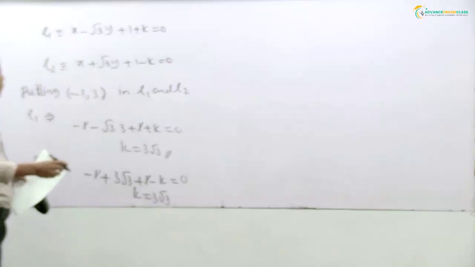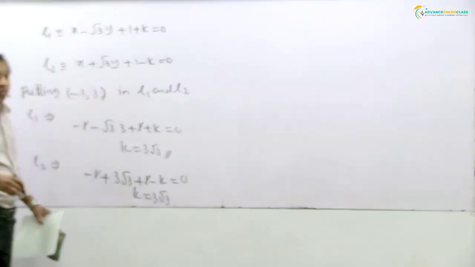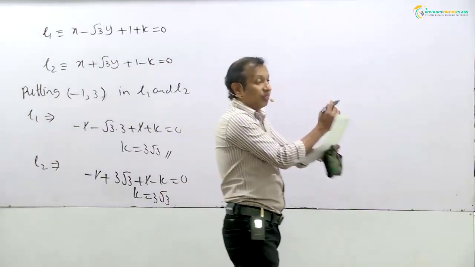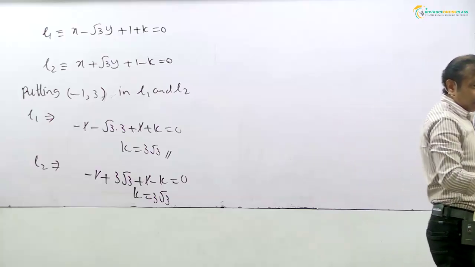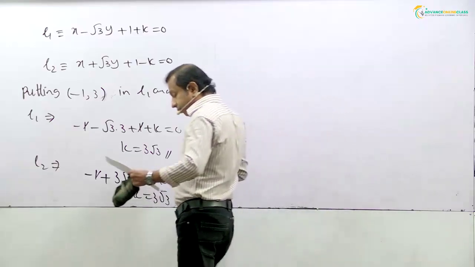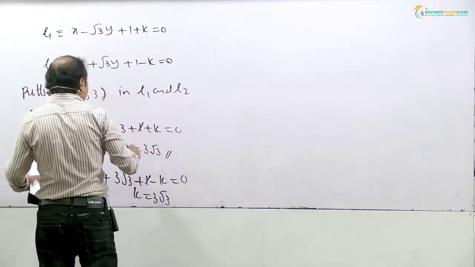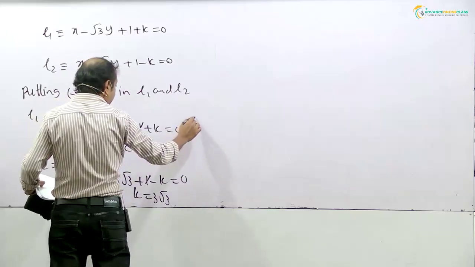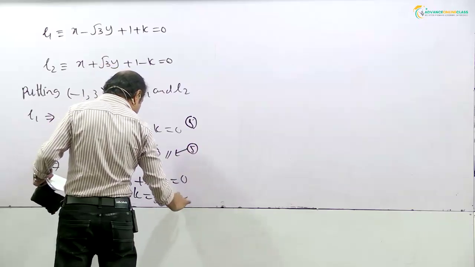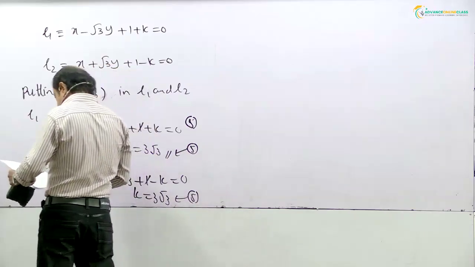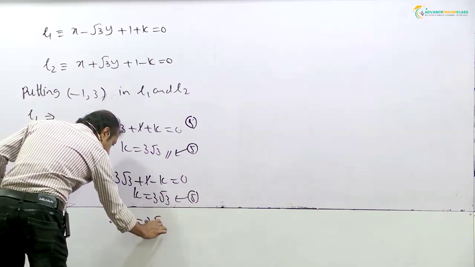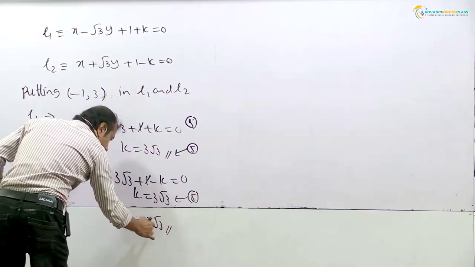Both the lines pass through -1, 3. What do you mean by this? Both lines passing through -1, 3 means both lines intersect at -1, 3. Okay, 3 root 3, that's what it says. Here, for this 5 marks, and this is 5 marks, and here 5 marks. Therefore, we can say k is 3 root 3. Why? By both, we get the answer.